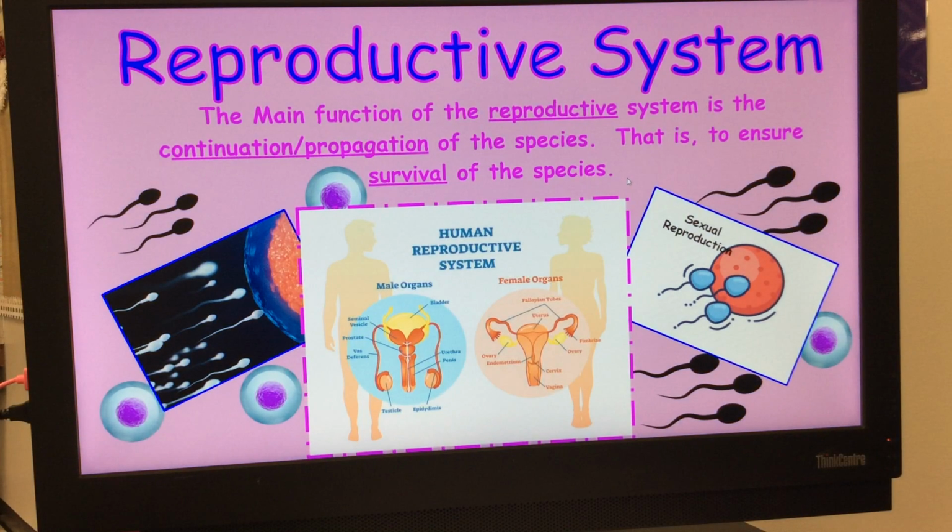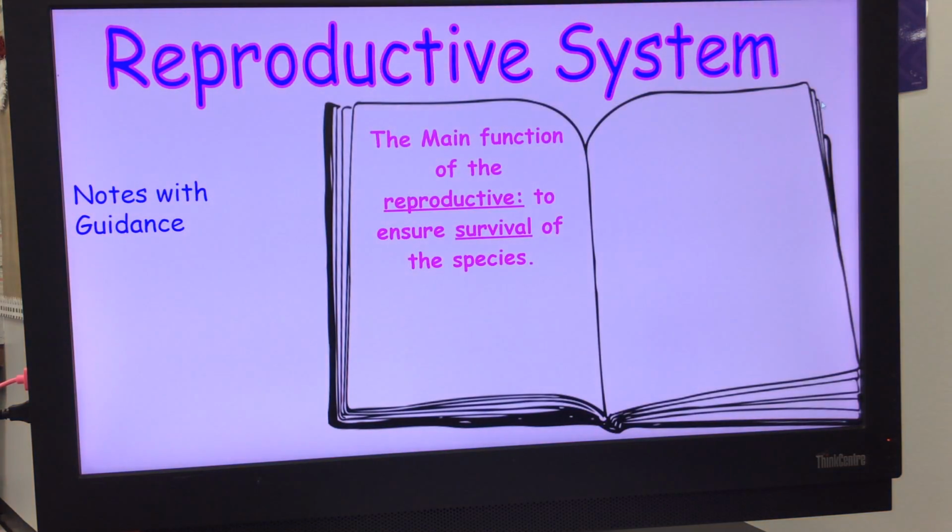Now, the main function of the reproductive system is the continuation and propagation of the species. That is, to ensure survival of the species. For your notes entry, you will write the main function of the reproductive system is to ensure survival of the species.